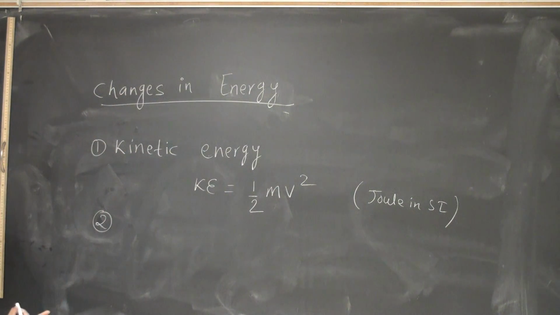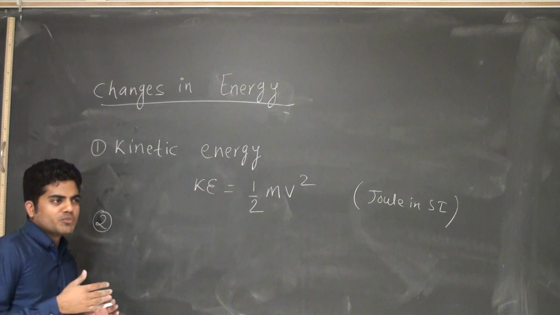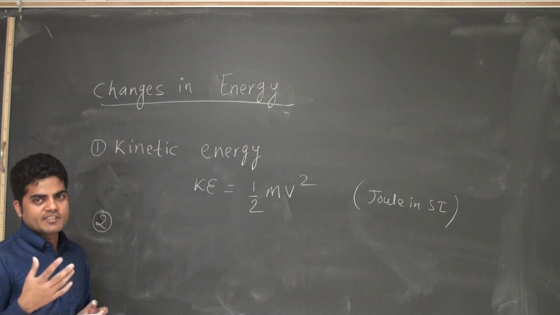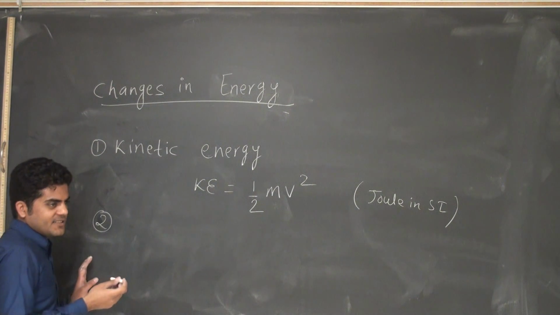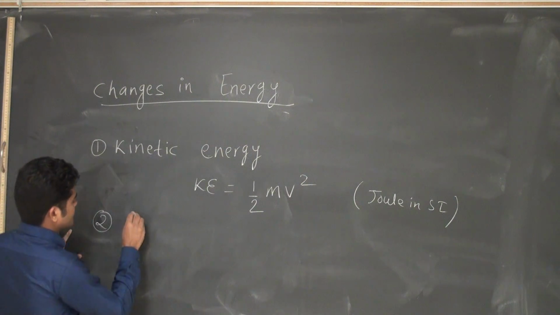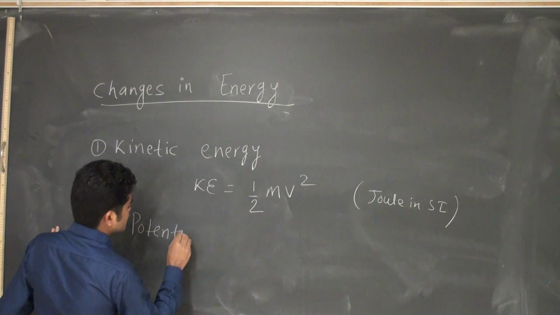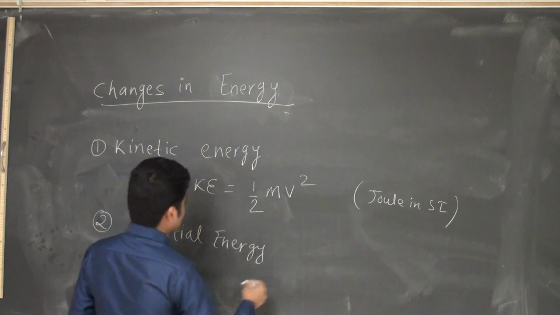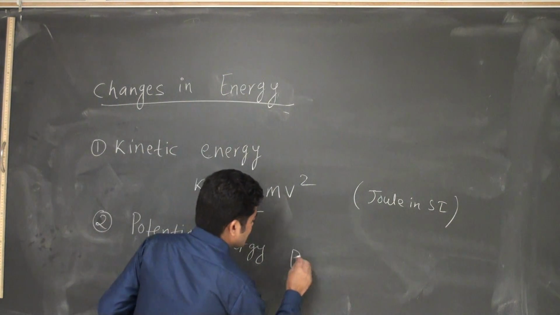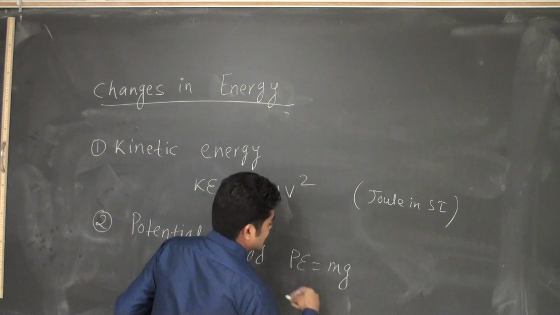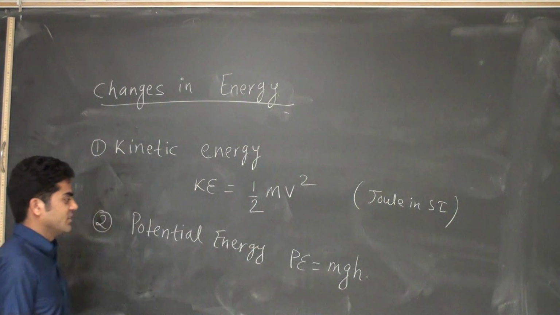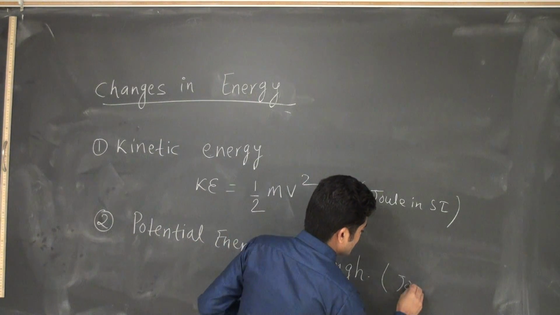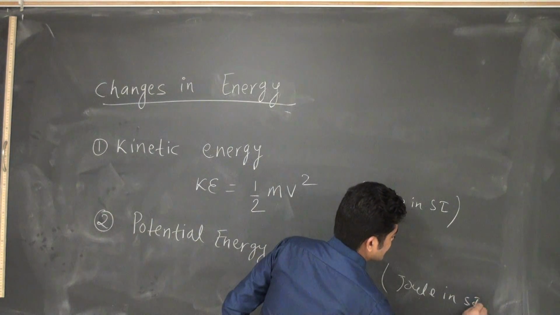The other energy is the potential energy. When the object moves farther from the center of the earth, we say that the gravitational potential energy of the object increases. So the potential energy is related to the position of an object. The formula for potential energy is mass times acceleration due to gravity times height from the reference level. The unit of energy is joule, so the unit of potential energy is also joule in the SI system.